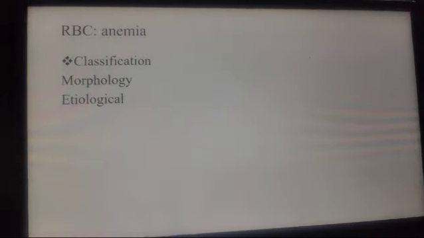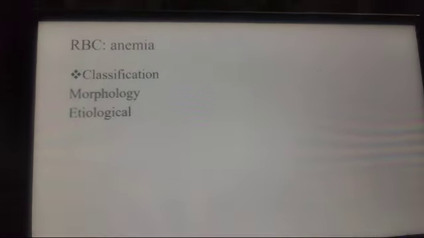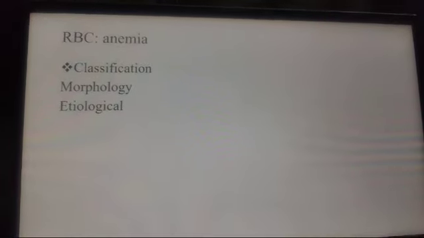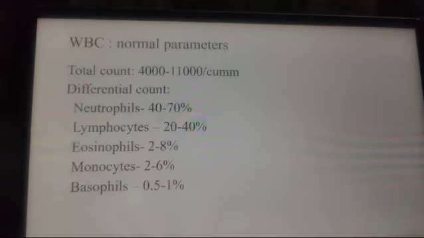When the hemoglobin and the RBC count is reduced, we call it anemia. Normal RBC count ranges from 4.5 to 5.5 million per cubic millimeter. Anemia is classified depending upon the morphology, microcytic or macrocytic. Etiologically, because of blood loss, nutritional deficiency and hemolytic anemias, which are discussed well in your theory classes.